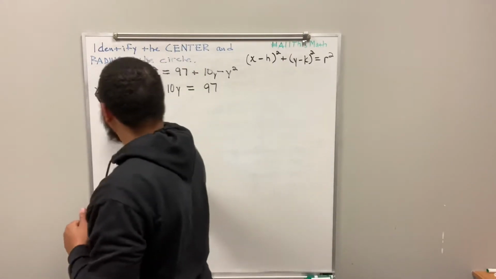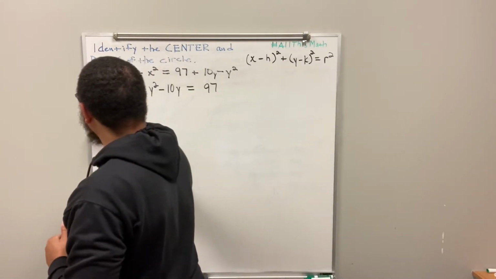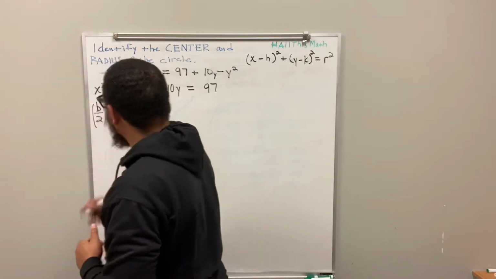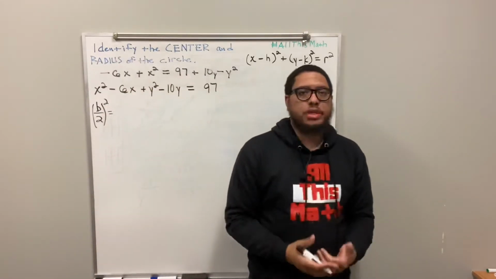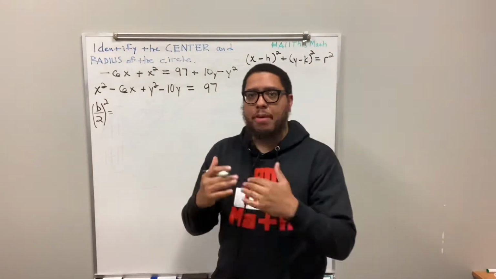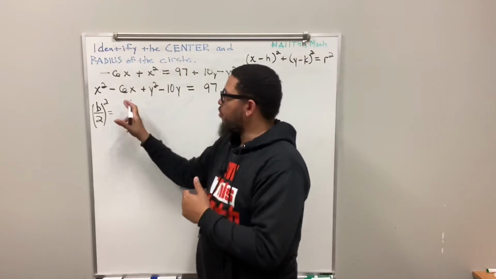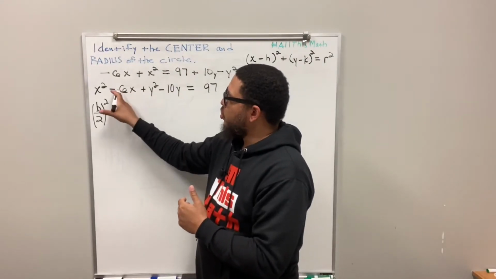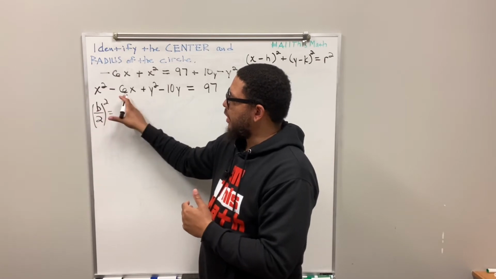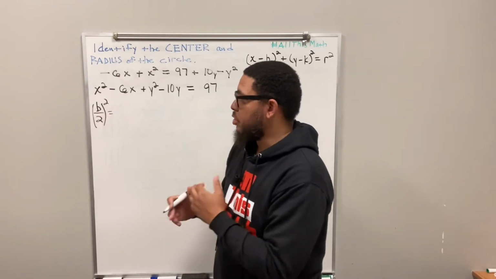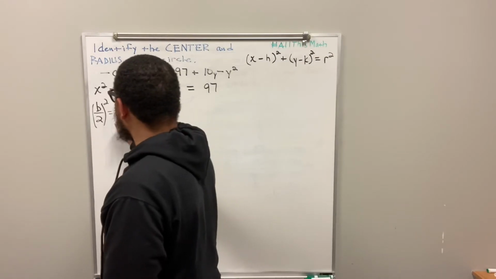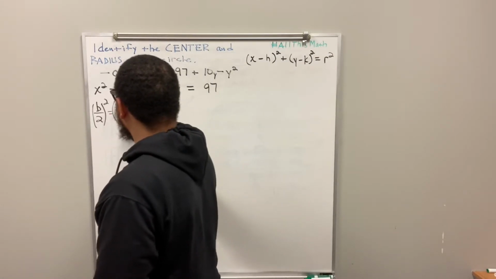Now, check this out. If I do b over 2 squared for the x's, my b term is always the coefficient of my variable to the first power. So with my x's, my b term is the coefficient of my x term, right? So my coefficient of my x term is -6. So my b is -6. So I'm going to throw that into the formula, and I'm going to have -6 over 2 squared.